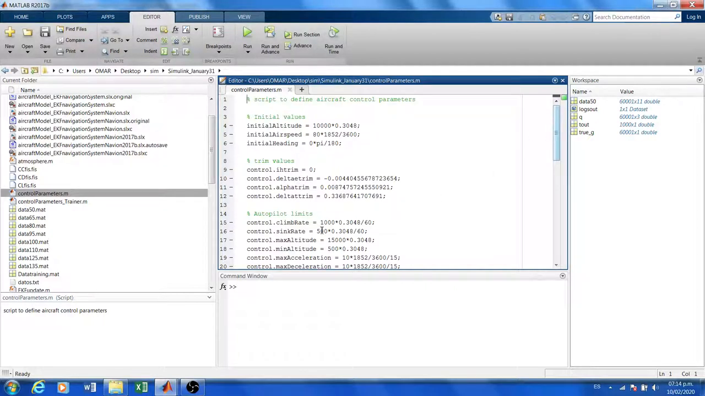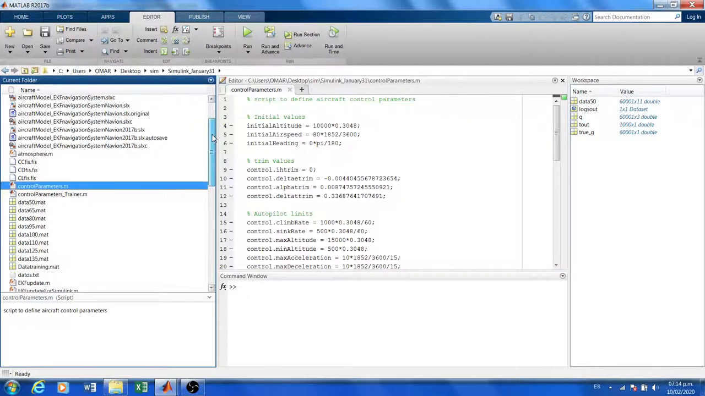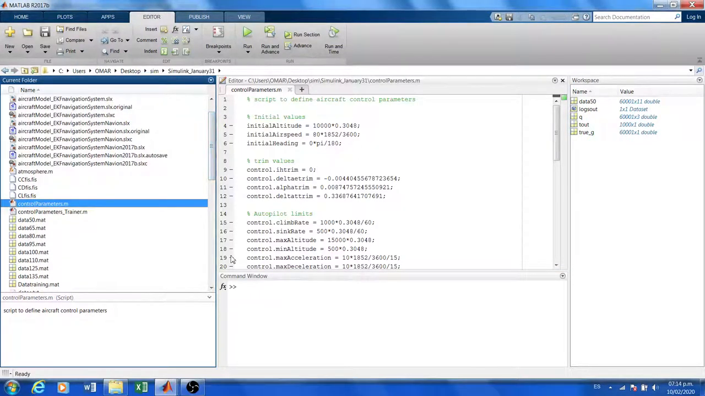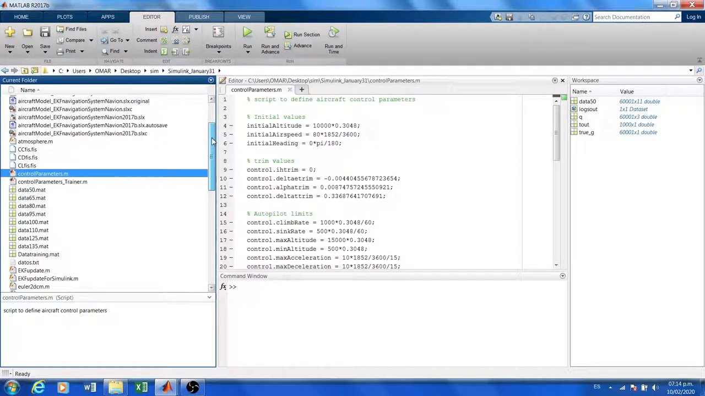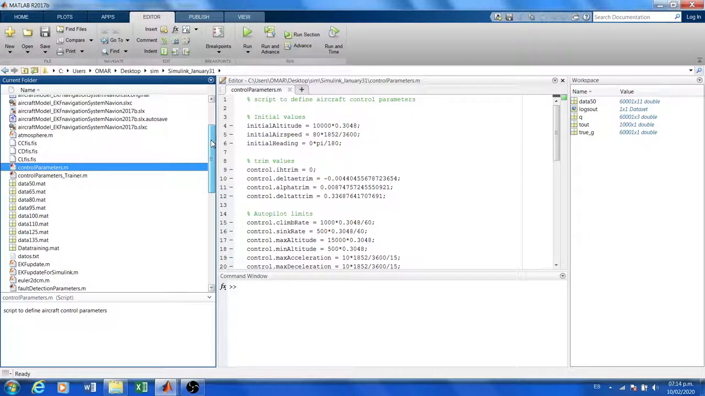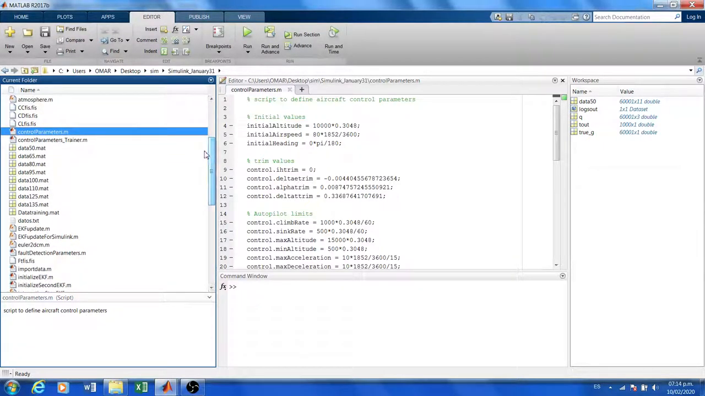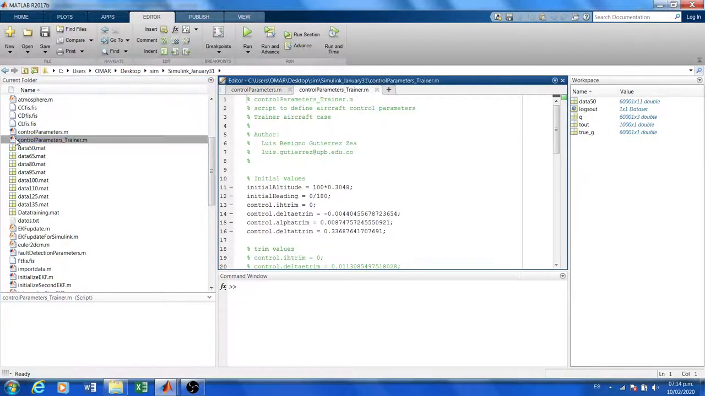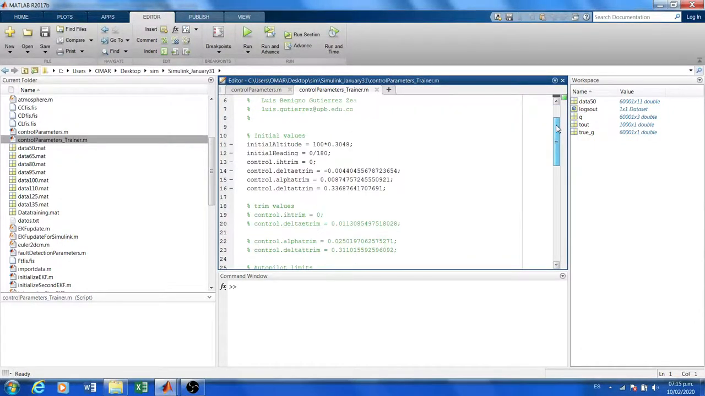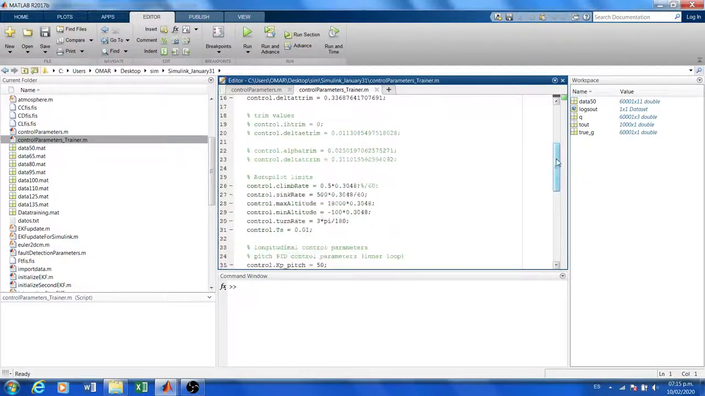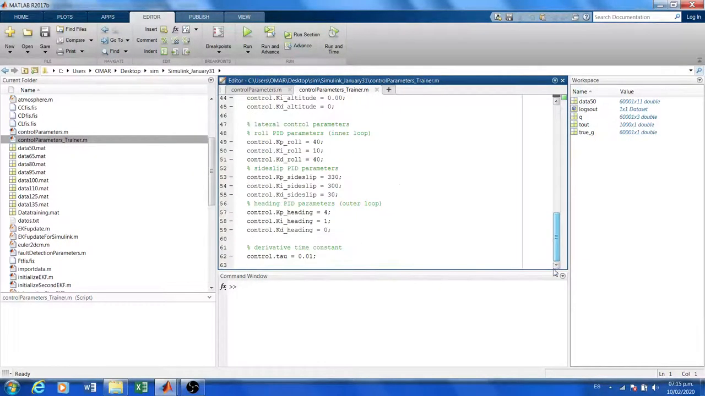As you can see, all these parameters are aircraft dependent. They were taken from the report of Princeton University, the Navion research aircraft. I will have to fly the radio control airplane and record or estimate all these parameters, but I don't have time right now. That's work for this semester, before I submit my thesis, not in my thesis. This other file is the control parameters for the trainer, the radio control aircraft. We did it, but it didn't work properly because the model is not good.